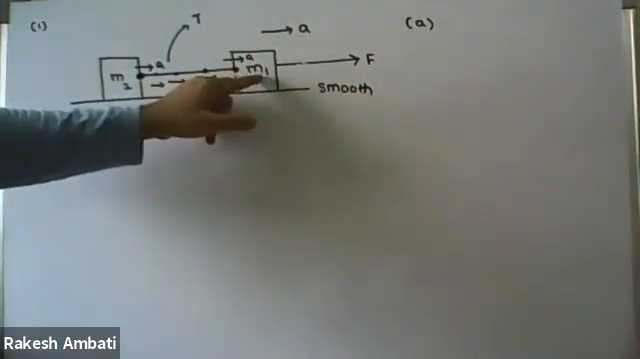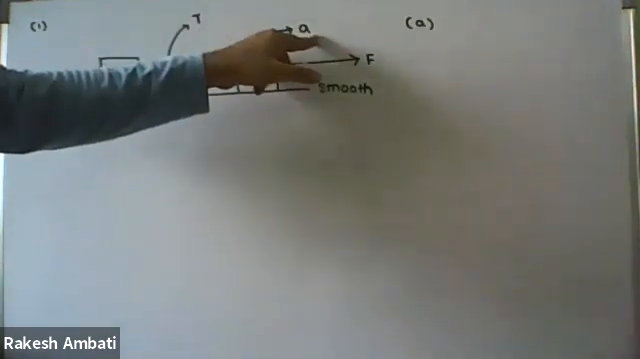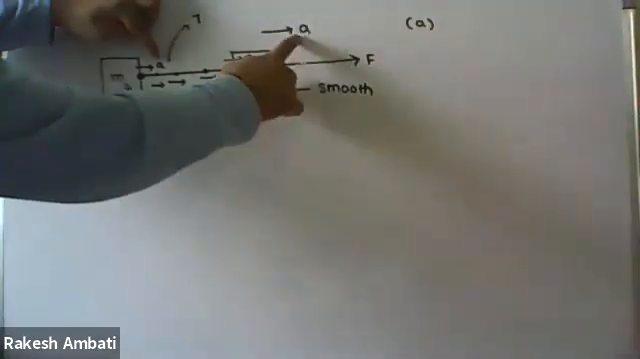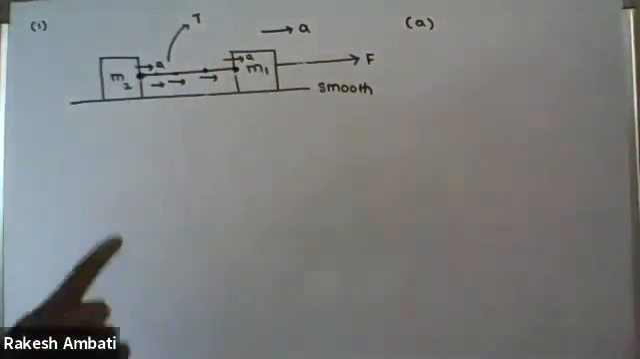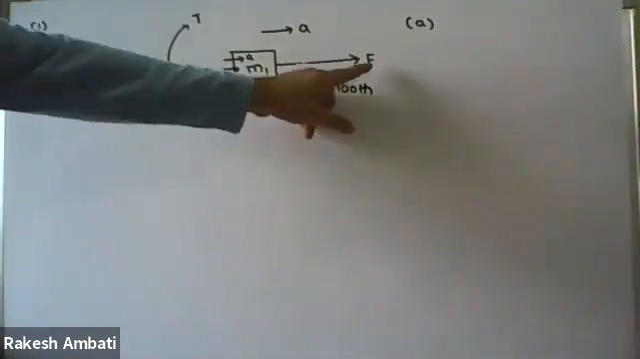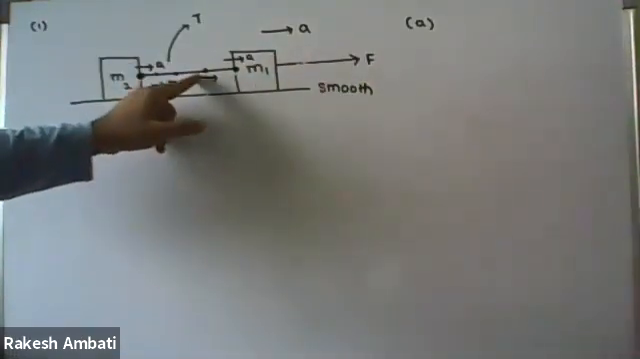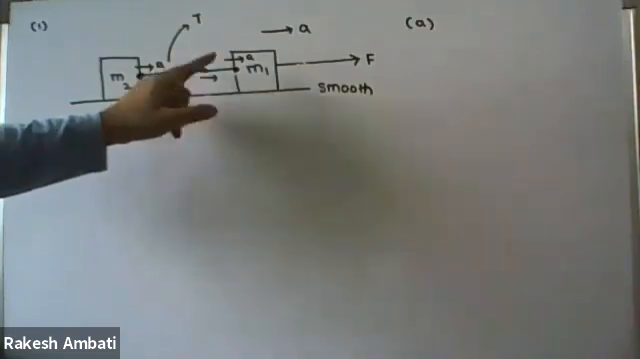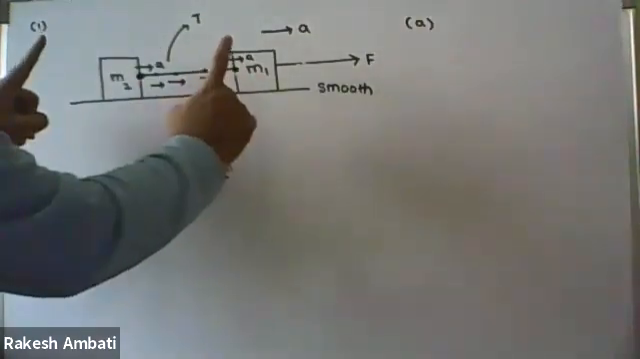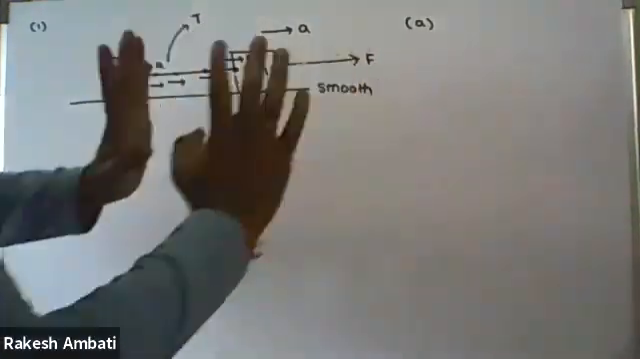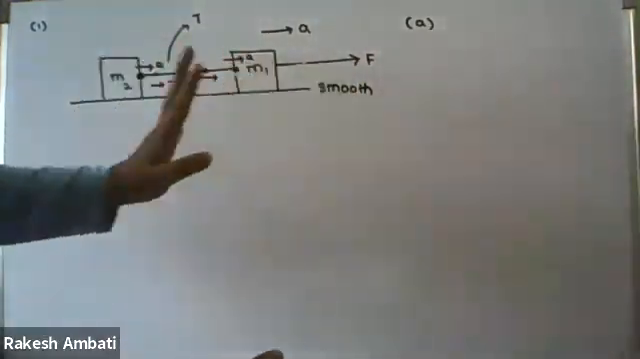This block is moving with acceleration A to the right-hand side. Finally, this block also possesses the same magnitude of acceleration in the same direction. That means when the force is applied, when the string is taut, these two blocks are moving together with the same magnitude of acceleration in the same direction. So is the logic clear? The whole mechanism?